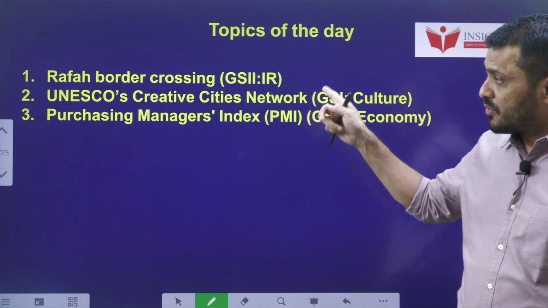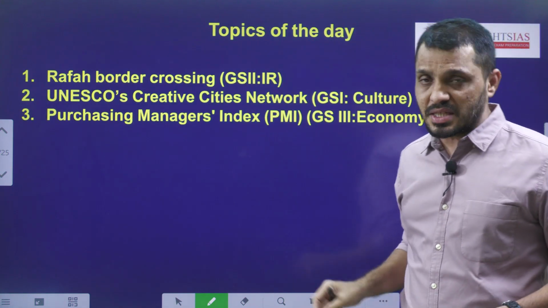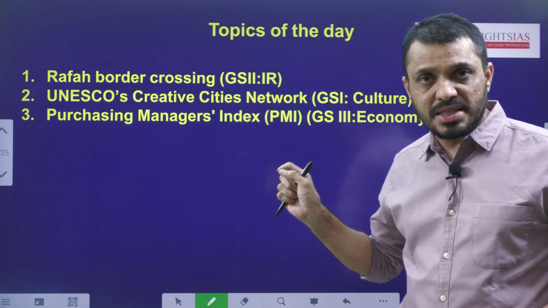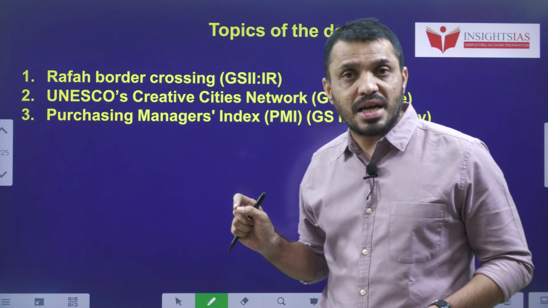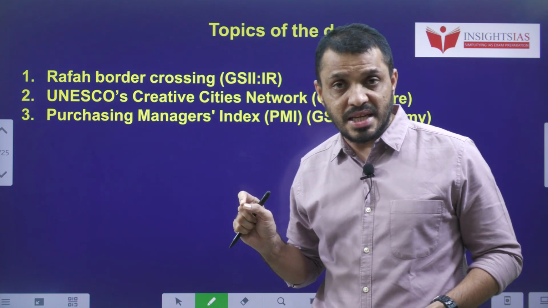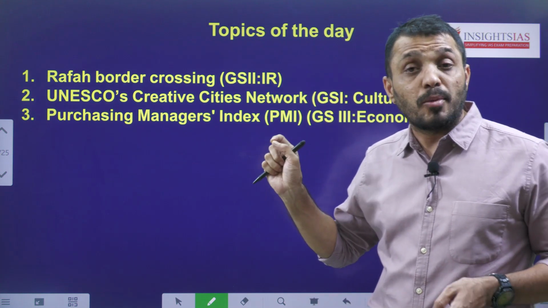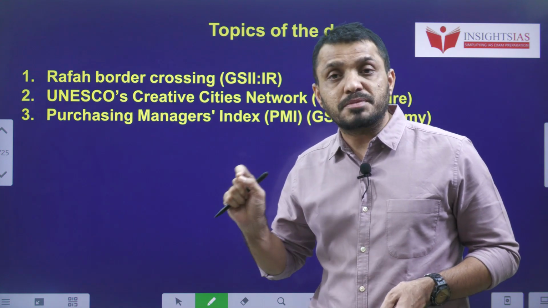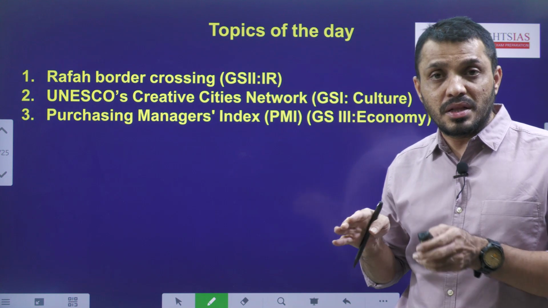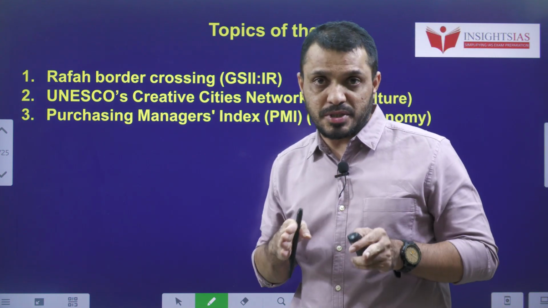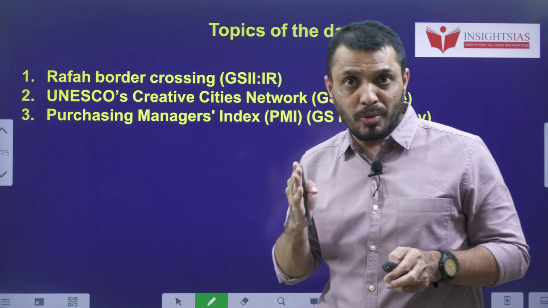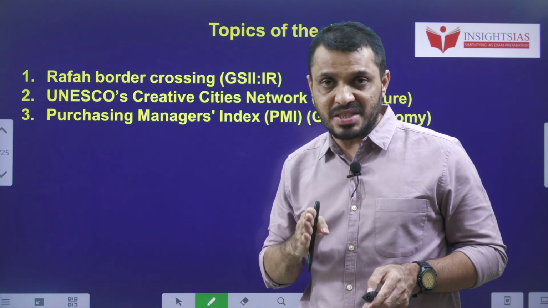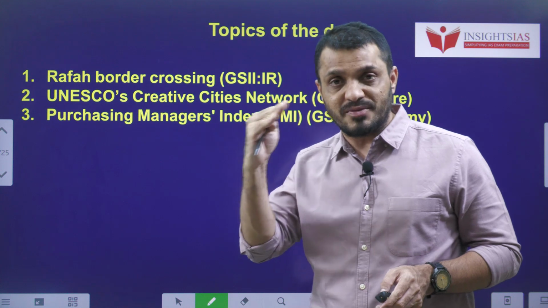Now let us see the following three topics. Rafah border crossing. First we have to understand this news is related to Israel-Palestine. In Palestine, the Gaza border area is there. This Rafah border is the border area between Gaza and Egypt. Now Egypt has allowed a few people to exit from Gaza into Egypt. Previously, that border was closed. We will see why that border was closed previously, and what the various borders of Gaza are.